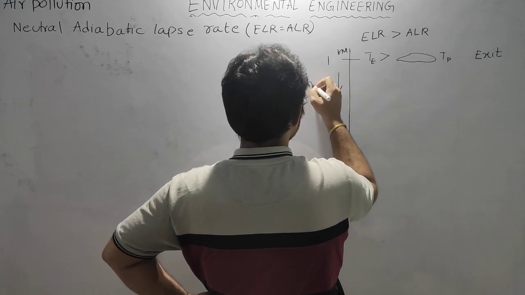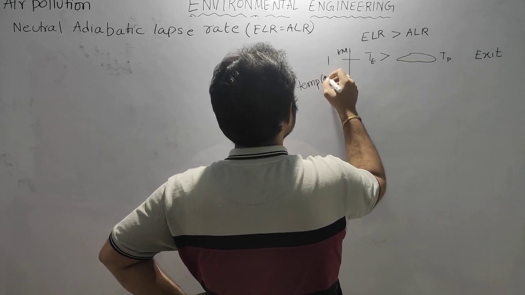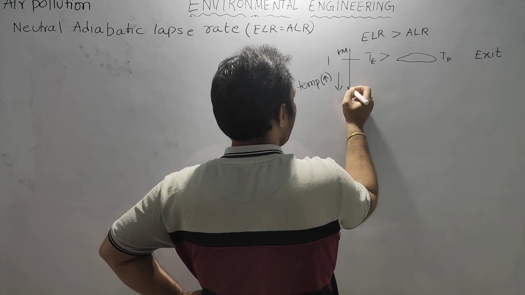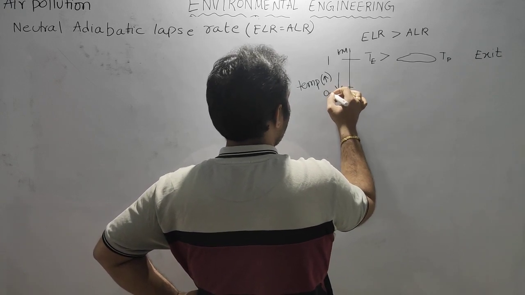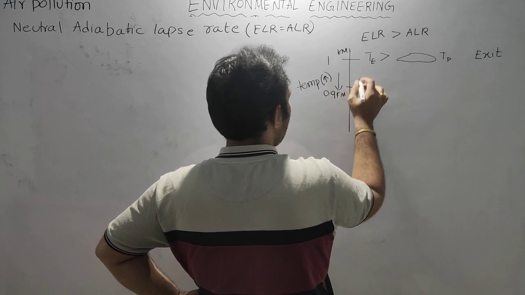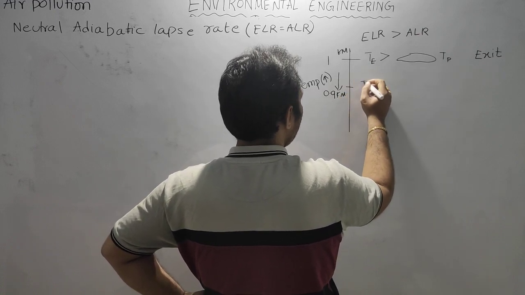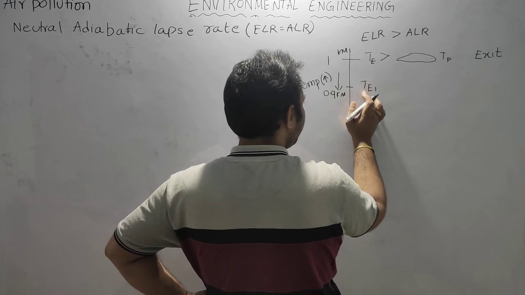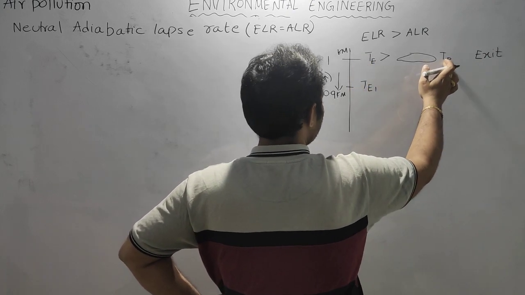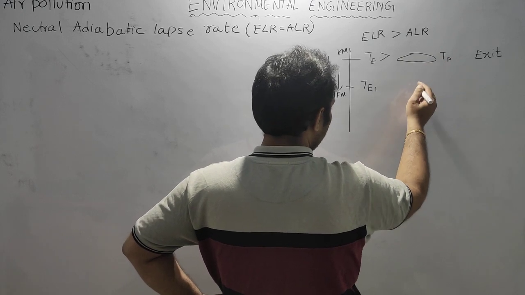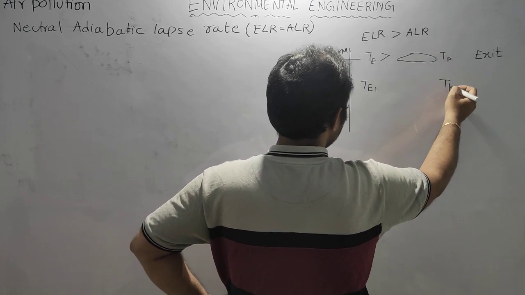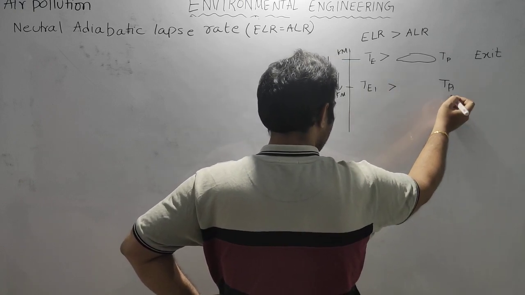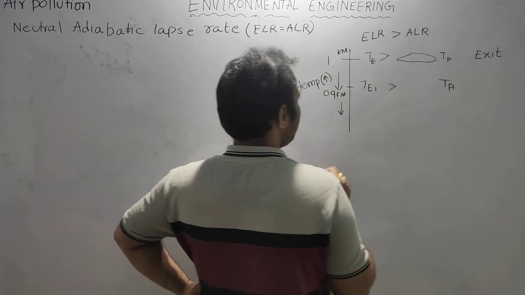Temperature increases. Lapse means difference, so temperature increases in the downward direction. Now at some 0.9 kilometer, the lapse in the TE is more, so the temperature increase will be higher here. The temperature increase will be lesser here. So that means at this elevation also TE1 is greater than TP1. So TP1 further moves down. So are you getting the point?